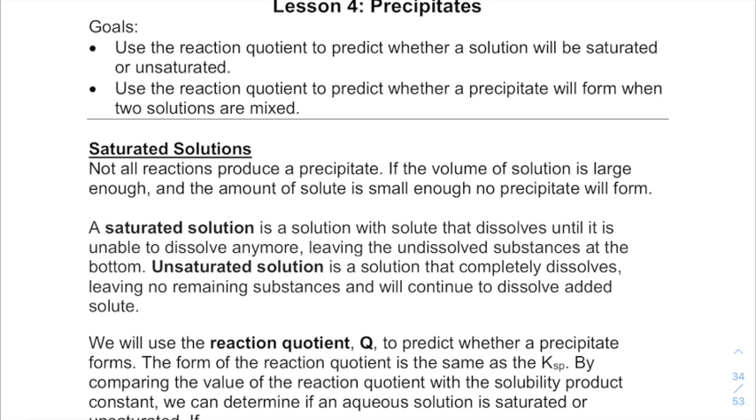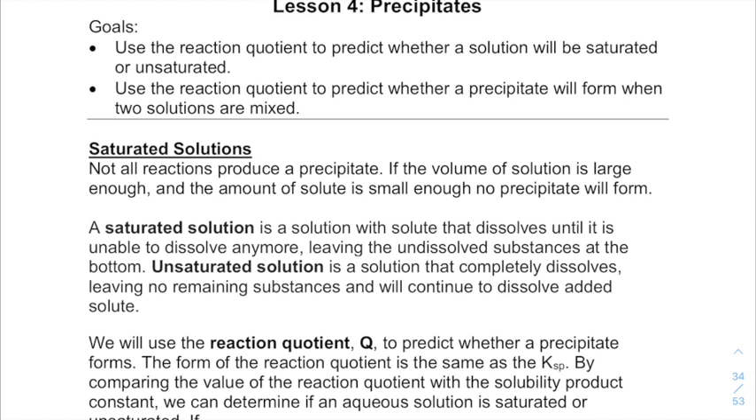Hello everyone, this is lesson 4 of precipitation and solubility. So today we're going to be talking about precipitates and how we can use the KSP, the solubility quotient, to determine if a solution will precipitate with a certain concentration.